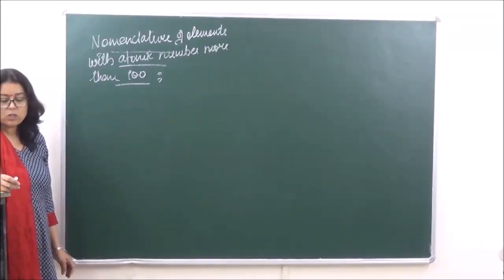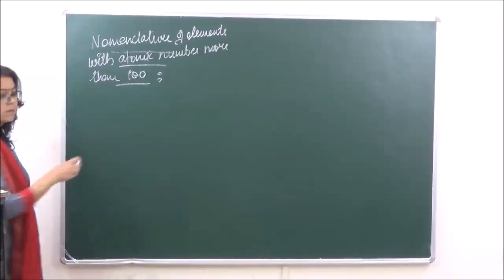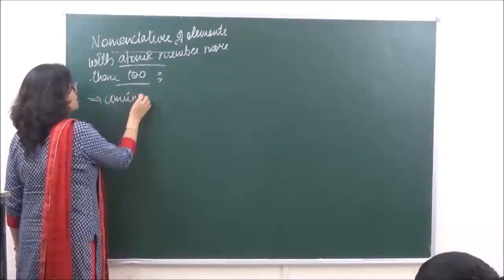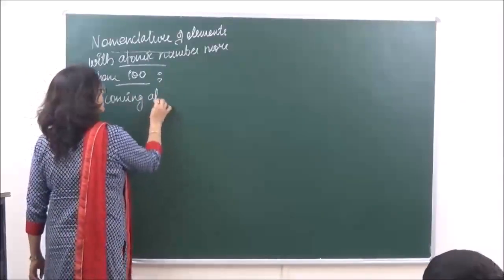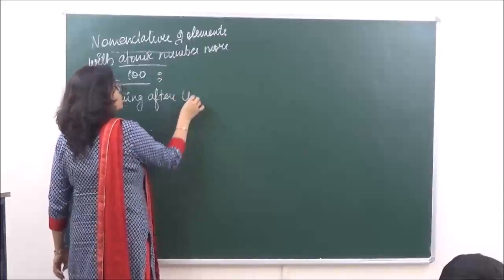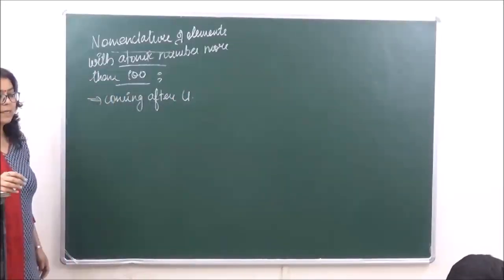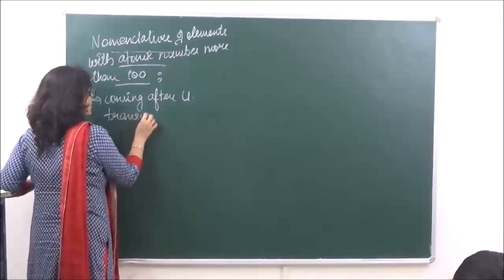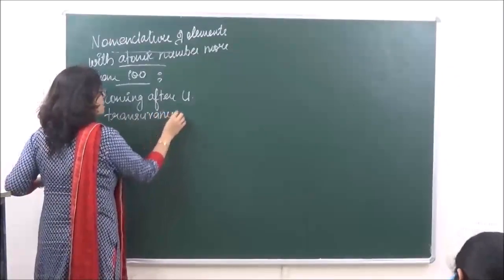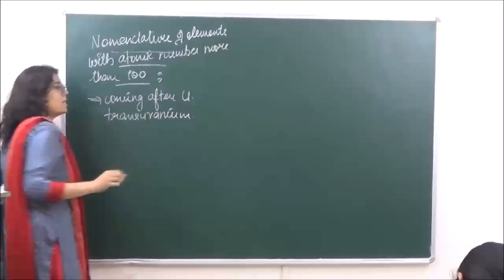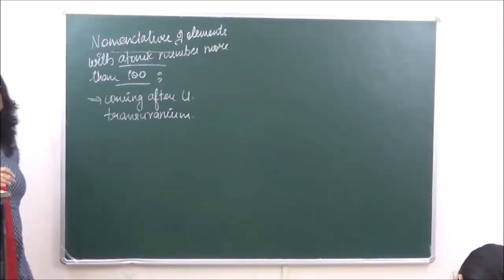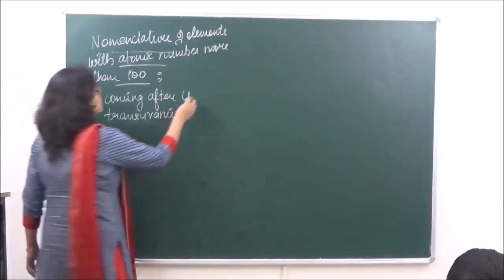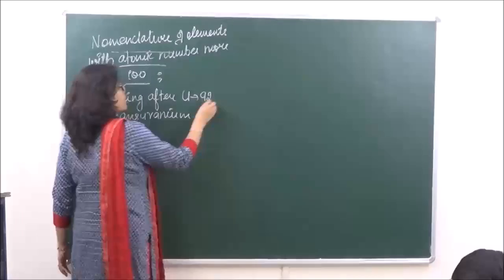Now, elements which come after uranium, all elements coming after uranium, do not exist naturally, and hence these elements are known as transuranium elements. All elements coming after uranium are known as transuranium elements. The atomic number of uranium is 92.